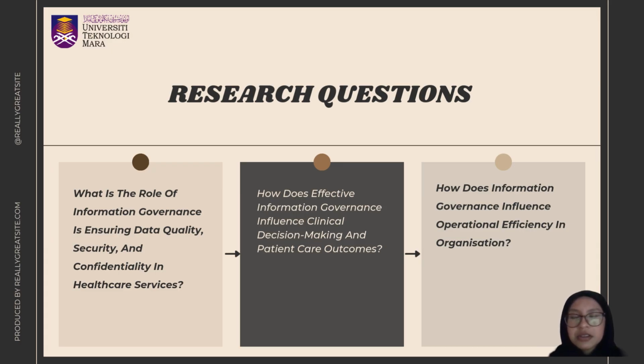Now we're moving on to the research questions. These are the questions that we used in our essay. Firstly, what is the role of information governance in ensuring data quality, security, and confidentiality in healthcare services? Secondly, how does effective information governance influence clinical decision making and patient care outcomes? And lastly, how does information governance influence operational efficiency in organizations?